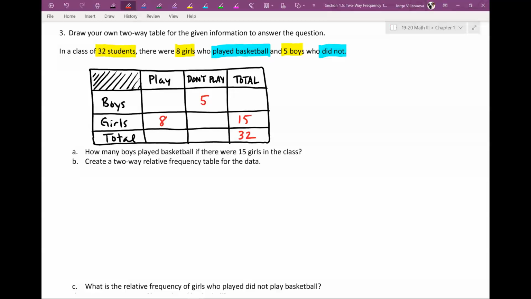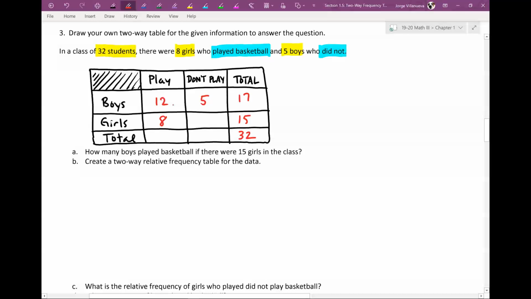You subtract, right? 32 minus 15. Well, that gives me 17. Well, if there's 17 total boys, 5 who didn't play, how many did play? Say it louder. Go ahead. 12.